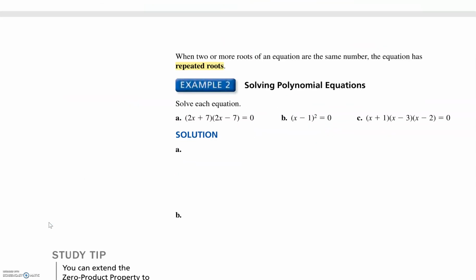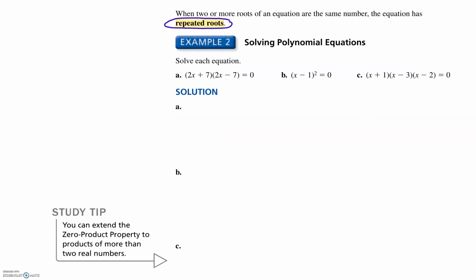First thing we need to look at is there's a vocabulary word here that I want you to be familiar with, and we'll do an example of this in a minute. When two or more roots of an equation are the same number, the equation has a repeated root. We'll get to one of those in a second. I'll show you what that looks like. So example 2, solve each equation. So for the first equation, 2x plus 7 times 2x minus 7 equals 0. Notice it's factored.